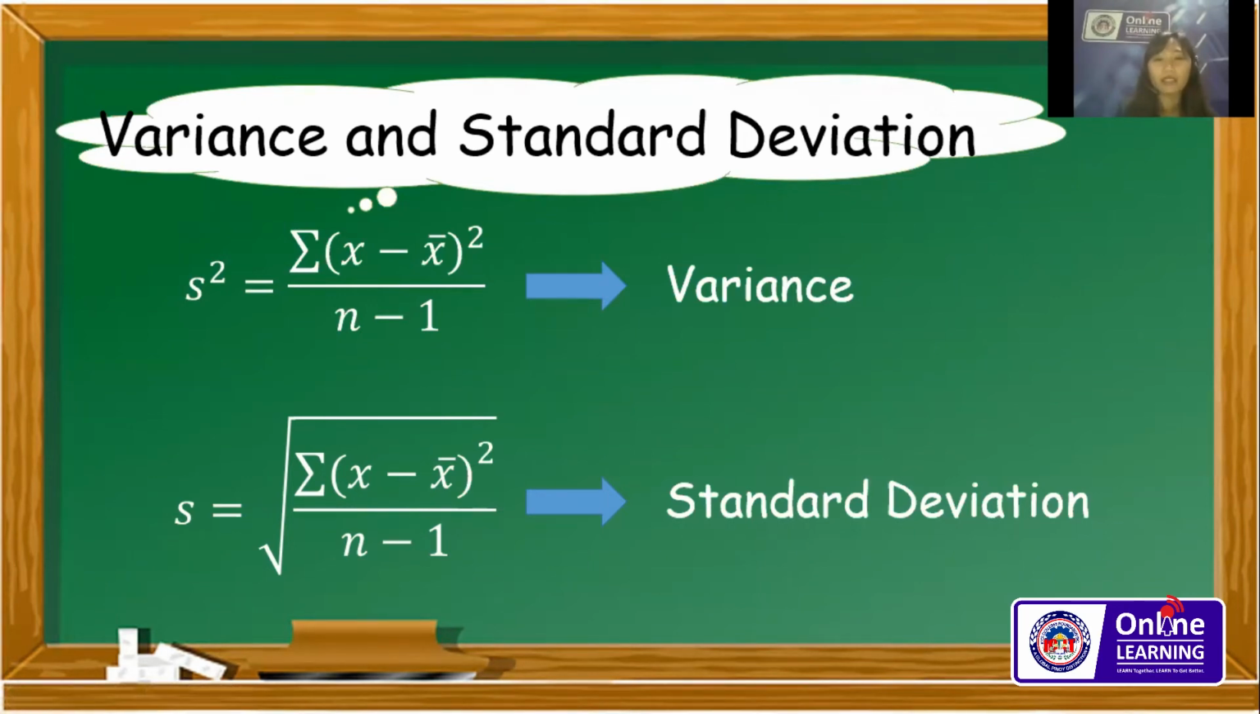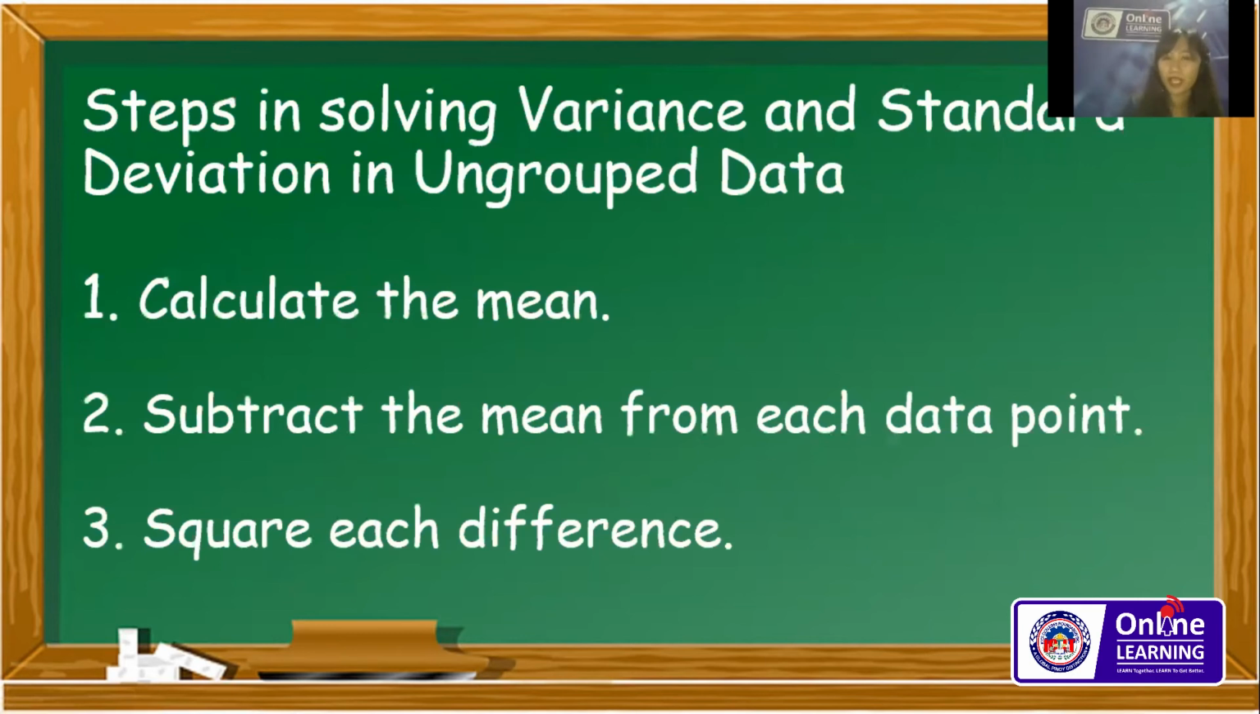So, as you can see, the variance and standard deviation are very connected to each other. Why? Because once you get the variance, it's very easy to get the standard deviation. Just take the square root of the variance, and then we will now get the standard deviation. Okay, so steps in solving variance and standard deviation.